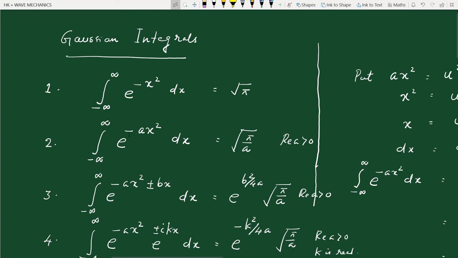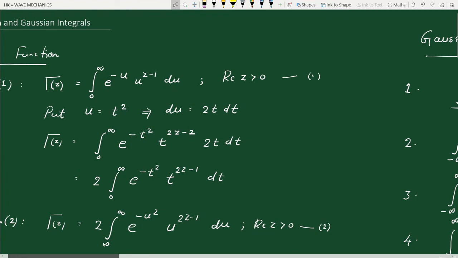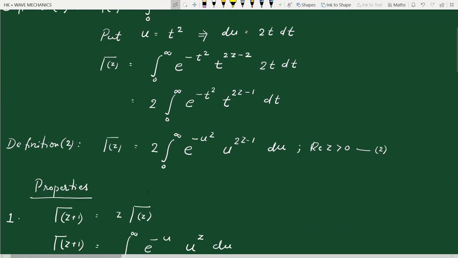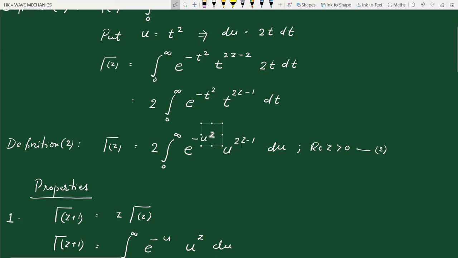Now we are going back to the linear harmonic oscillator problem. In order to evaluate some expectation values involving linear harmonic oscillator wave functions, we will need this particular result, integral e raised to minus ax square dx is equal to root pi by a, and also we will need the second definition of the gamma function. Gamma z is 2 times the integral from 0 to infinity of e raised to minus u square u raised to 2z minus 1 du, because integrals involving linear harmonic oscillator wave functions will have this type of a Gaussian term.